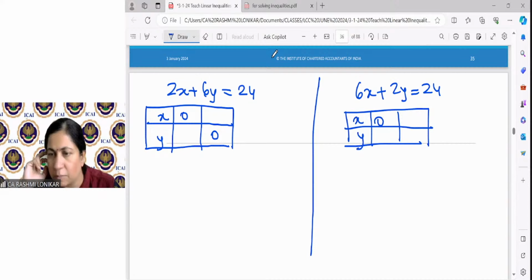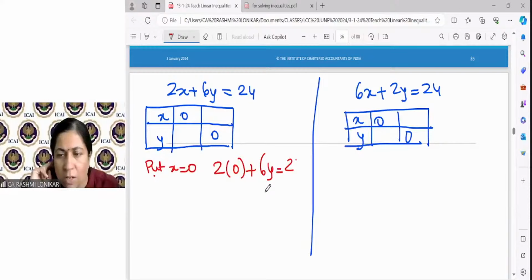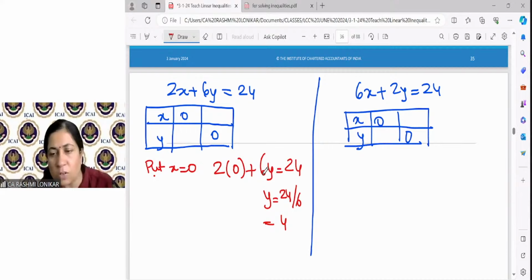ओके, नाउ आई पुट एक्स इज इक्वल टू 0, सो आई गेट 2 इंटू 0 प्लस 6y इज इक्वल टू 24. सो y इज इक्वल टू 24 अपॉन 6 विच इज इक्वल टू 4. 2 इंटू 0 इज 0, 6y इज इक्वल टू 24, y इज इक्वल टू 24 अपॉन 6. सो व्हाट इज द वैल्यू ऑफ y? I get 4.